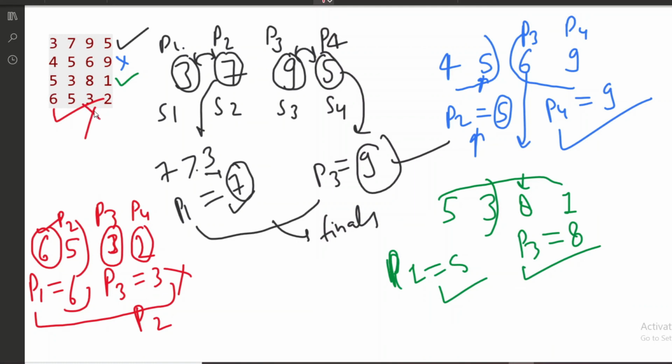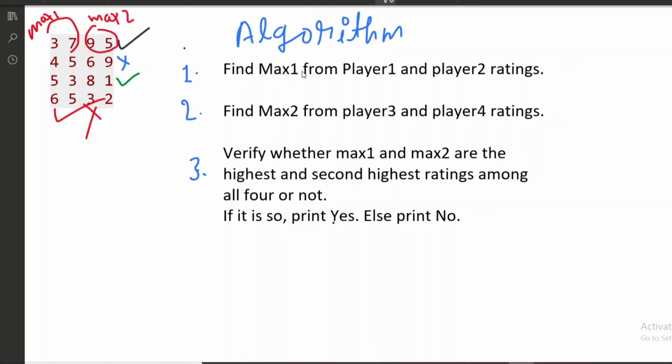I'm assuming you understood the test cases. This is the algorithm I applied yesterday. In the first step, you find max1 from the player 1 and player 2 ratings. After that, you find max2 from the player 3 and player 4 ratings. Once you're done finding max1 and max2, in the final step, you verify whether max1 and max2 are the highest and second highest ratings among all 4 ratings. If yes, you print yes, else you print no, and you're done.